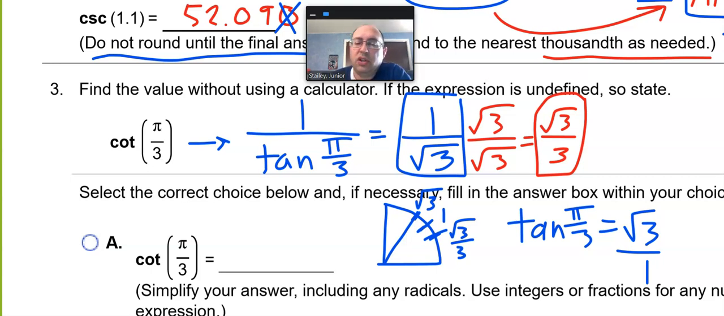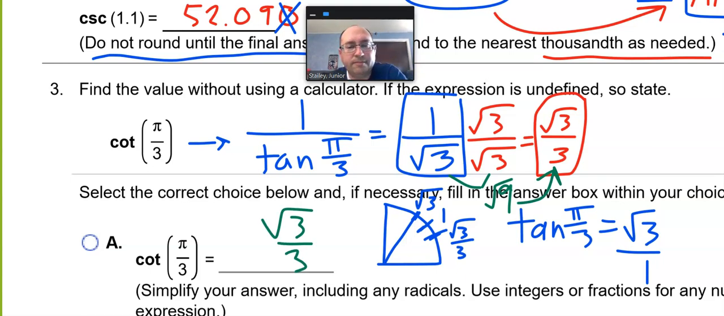But you rationalize it by multiplying by radical 3 over radical 3, top and bottom. And then you get radical 3 on the top. Now, I know you're probably like, well, don't you get radical 9 on the bottom? You do, but that's 3. So radical 3 over 3 is the correct answer to this question. So always go back to the regular trig function, find that value, then flip it.